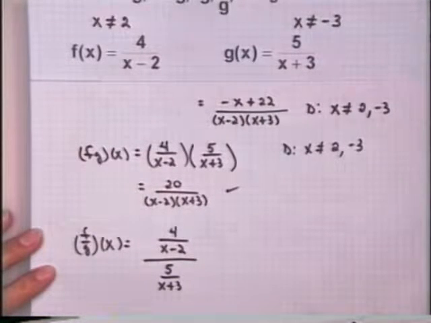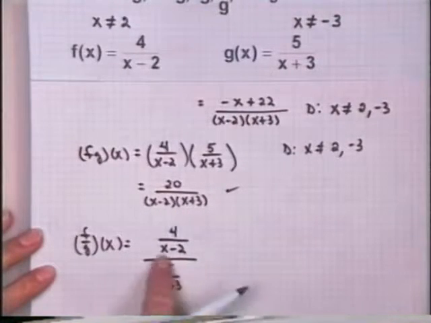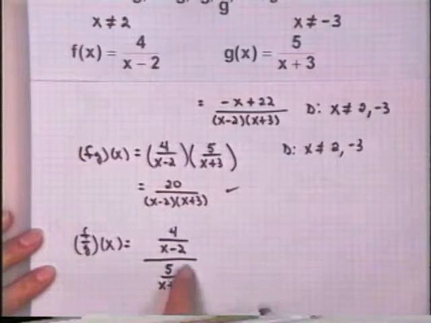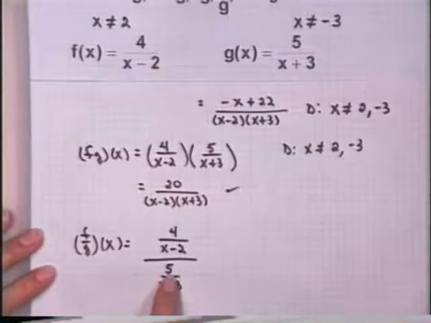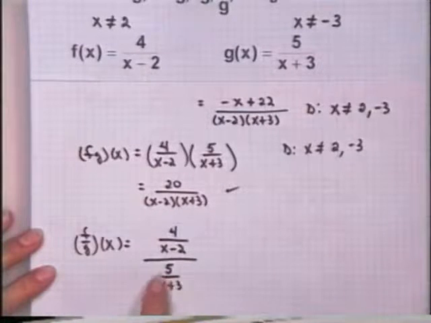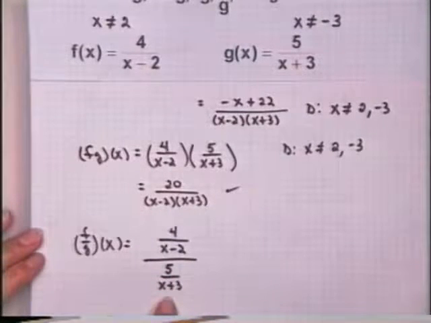Is there any additional restriction that we would have in looking at this? Is there any other number that would make this denominator become 0? 5 over x plus 3 will not be 0 because the 5 will not ever be 0. So this fraction will not ever be equal to 0, will it?